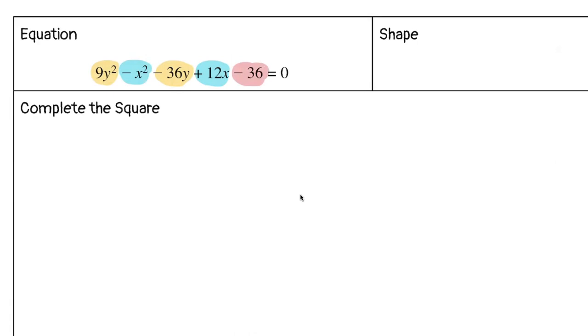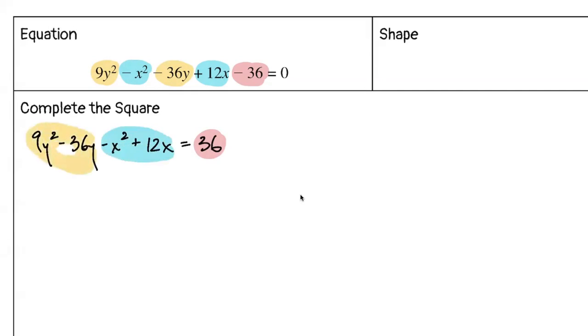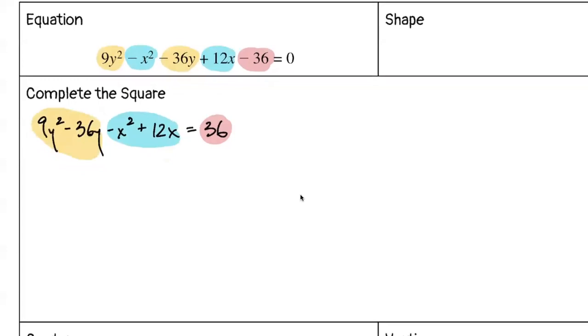Now, if I start to rewrite this, I'm going to get 9y squared minus 36y minus x squared plus 12x equals 36. Right, so I've moved the 36 to one side. I said, let me just put all my x's together over here, and let me put all my y's together over here. And we're thinking, let's go ahead and find that common factor, not necessarily the greatest common factor, but a common factor. All right.